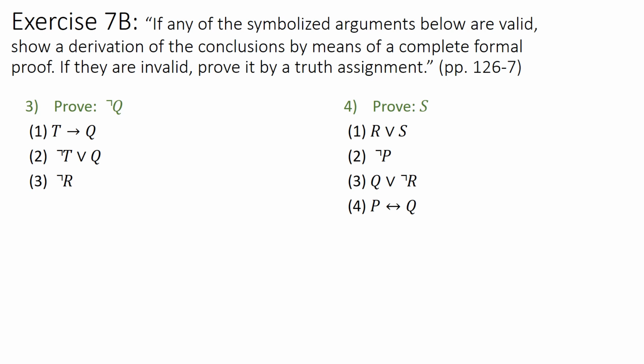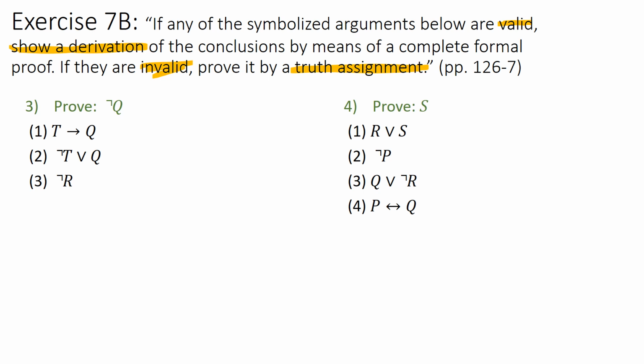Together, let's look at exercise 7b, or at least part of exercise 7b, from pages 126 to 127. If any of the symbolized arguments below are valid, show a derivation of the conclusions by means of a complete formal proof. If they are invalid, prove it by a truth assignment. Number 3, we're asked to prove not Q. Really, it's asking us, does not Q validly follow from the 3 given premises?